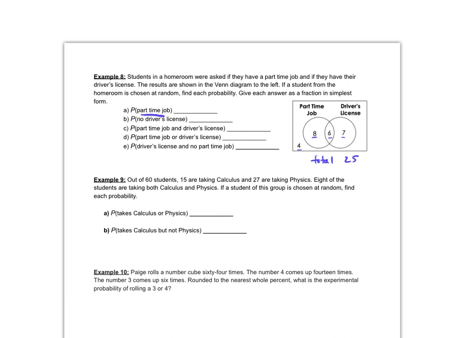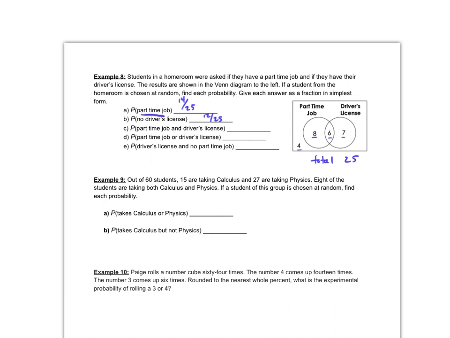So of a part-time job, we have 8 students and 6 students, so we have 14 students who have a part-time job out of 25. The students that have no driver's license: well, it looks like I have students with a driver's license, 7 plus 6 is 13, and then I have these 12 without. So with no driver's license, I have 12 out of 25 probability.